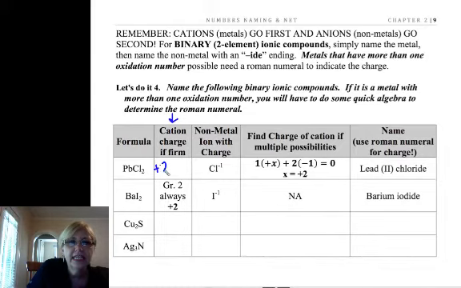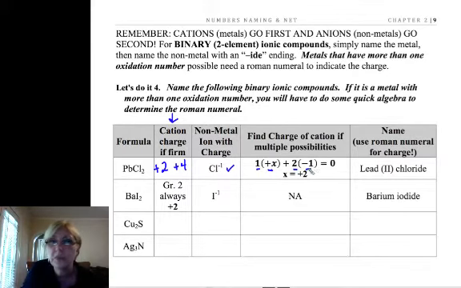Now, lead can either be +2 or +4, and so we have to figure out using algebra which one it is. Chloride is always -1 when it's ionic, and so this is my algebra. I have one lead, I don't know its charge, I've got two chlorides, they're each -1. It's a neutral formula unit, and that means that X is equal to +2. That tells me that indeed we don't have lead 4, we have lead 2 chloride.